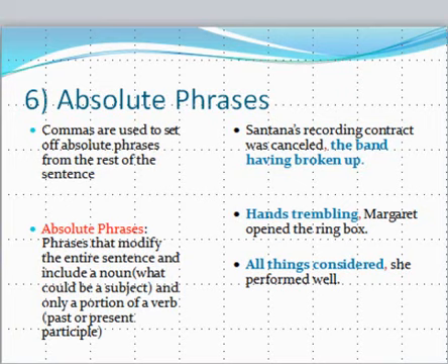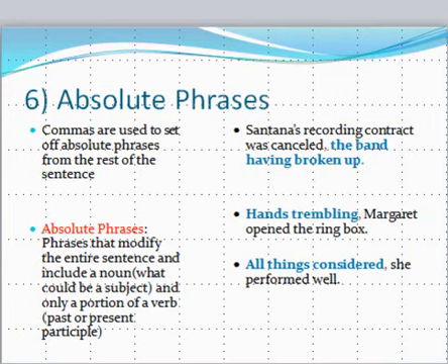We also use commas to set off absolute phrases. Absolute phrases are phrases that modify the entire sentence, and they almost sound by themselves like a sentence, but part of the verb is left out. Look at the samples I have for you. Santana's recording contract was canceled, the band having broken up. So our absolute phrase I have in blue here, and it's describing the whole sentence, modifying the whole sentence, so we set it off with a comma.